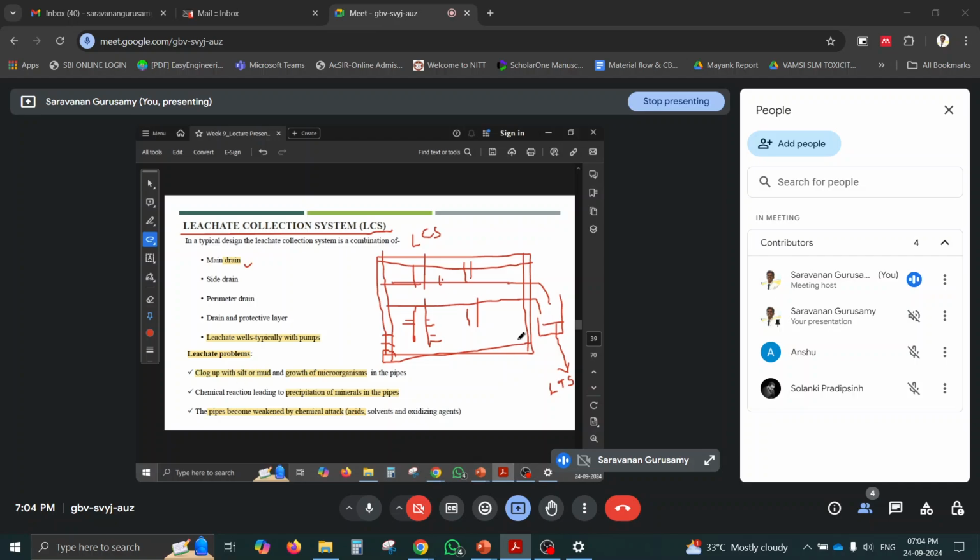Then leachate problems. The leachate may have some solids, it may clog, and there will be growth of microorganisms because it has lots of microorganisms from the solid waste. And then precipitation of minerals: due to lower pH and higher pH, it will enhance the precipitation of some of the minerals in the pipe itself. It will clog. When the pipe is clogged, there is no more leachate collection in the collection well, and then the pipe may become weakened by chemical attack due to acids. The pipe material should be chosen so that it is not susceptible to chemical attacks by the acids and solvents or oxidizing agents.